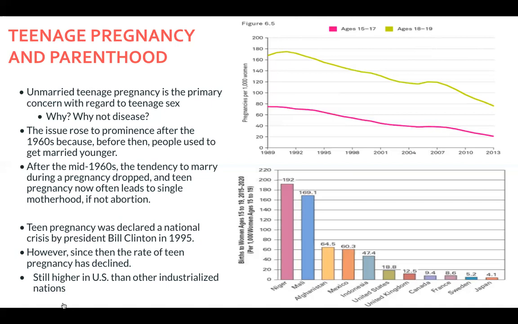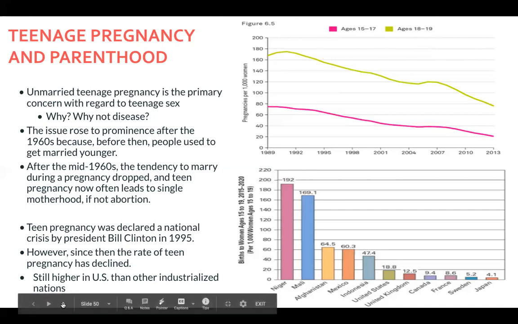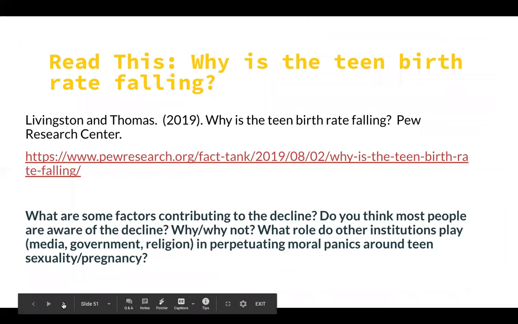But despite this decline, it's worth noting that the teenage pregnancy rate in the US still remains higher than most other industrialized nations. And you can see by that chart, yeah, if we're comparing ourselves to Afghanistan or Mali, we're looking pretty good. But if we are comparing ourselves to the United Kingdom or Canada or France or Sweden or Japan, our rate is still high.